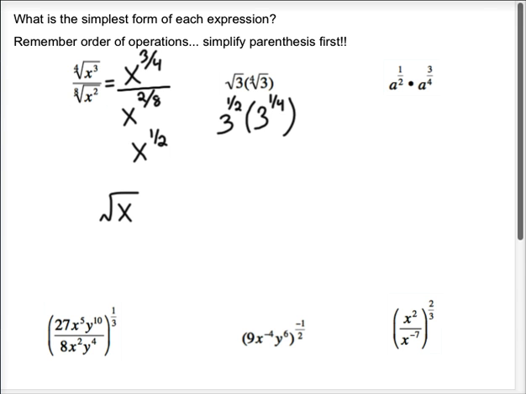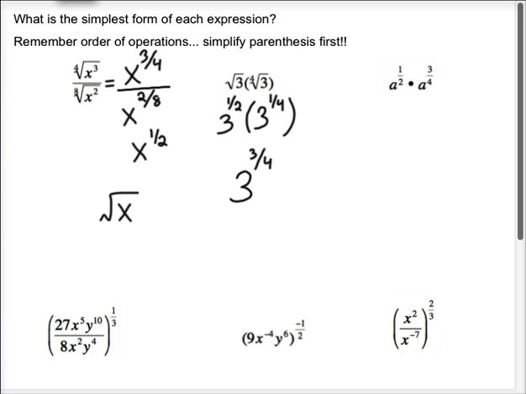So, again, in the calculator, you can actually type in 1/2. Remember, multiplication means adding. So 1/2 plus 1/4. That's going to give us 3/4. Okay, so we end up with 3 to the 3/4 power.